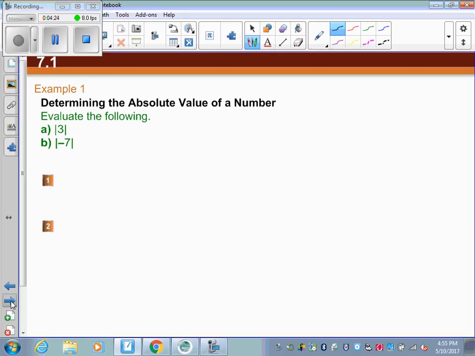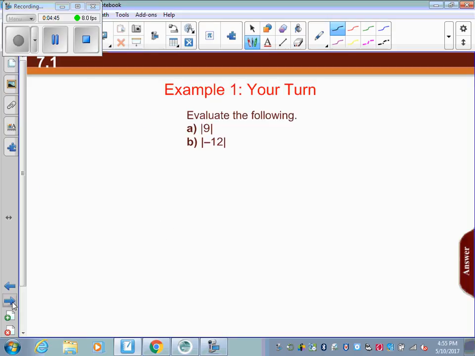So we start off pretty easy here. Find the absolute value of each of these. In this one, since we have the absolute value symbol, and it's already a positive number, it's 3. B, absolute value of negative 7. What the symbols do is turn it positive. That's all there is to that. Okay? You try one on your own, pause the tape, and try these two.